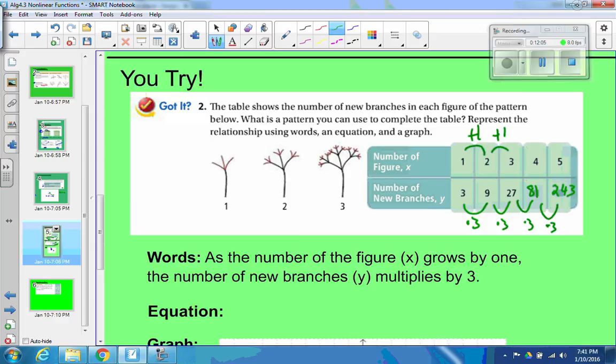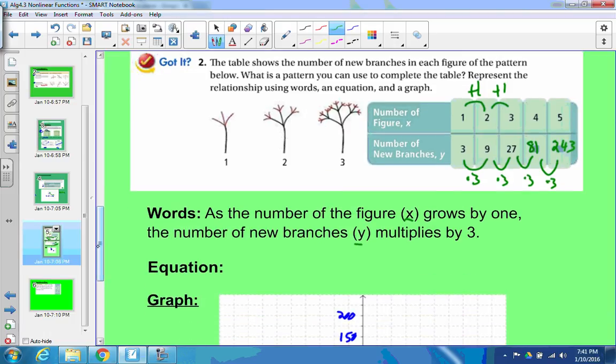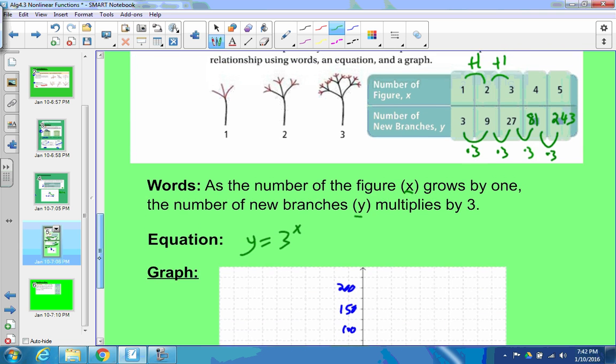Alright, so the best way that I could describe that in words was as the figure number increases by 1, the number of branches multiplies by 3. So that would be x, and you multiply the y by 3 as you go up. Now, an equation, that's a tricky one to write. Multiplying by 3, so if you're thinking of exponents, because that would be a good thing to think of, 3 is the number that's being multiplied by itself. Starts with 3, and then it's times 3, so I believe it would be y equals, let's see if this works, 3 to the x power. So 3 to the first power is 3. 3 to the second power would be 3 squared, or 9. 3 to the third power would be 3 times 3 times 3. So that would work. 3 to the x power, whatever is raised to whatever x is.